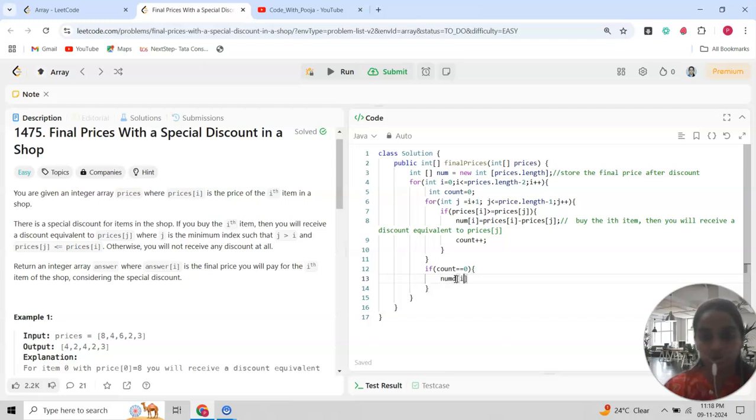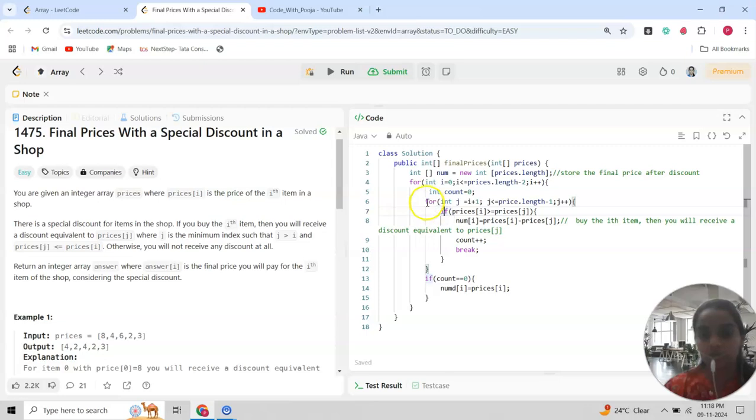So what do we have to put? We have to put nums[i] equals prices[i]. It is just the same thing: if there is one element which satisfies this condition, then we have to break here. Why do we have to break here?